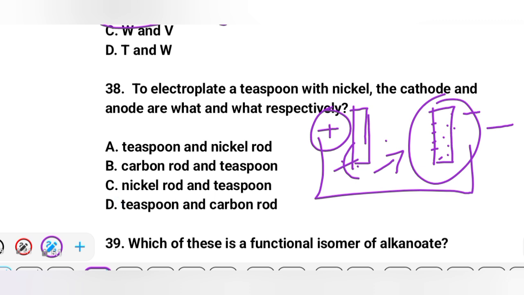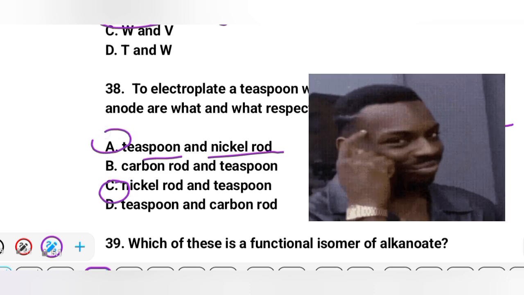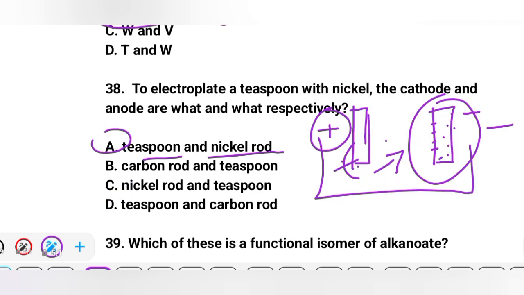So the answer to this question starts with the cathode. The cathode must be teaspoon and the anode must be nickel. That is option A. Be careful of option C. Option C lists the anode part first, which is not what the question says. The question says cathode first. So be careful of that. The answer is option A.